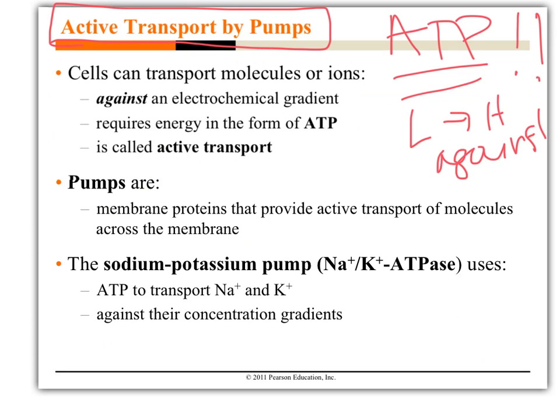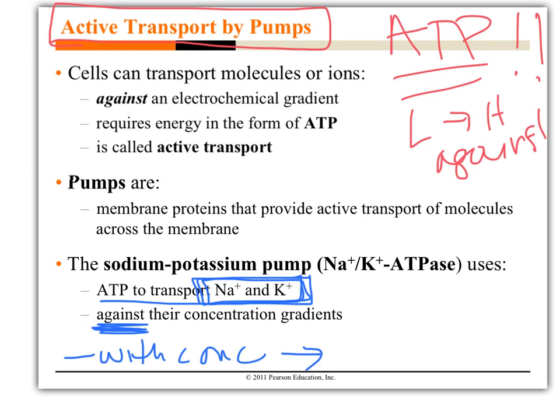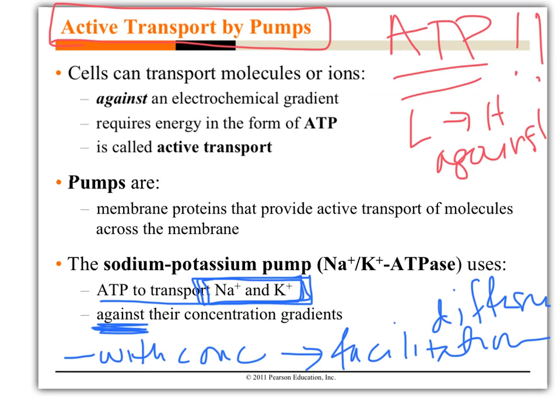So a sodium-potassium pump uses ATP to transport an ion. What? I thought that was a channel protein. Dr. Malone, you're out of your mind. Ooh, but what is the key? Against their concentration gradient. What would we call it if it was with the concentration gradient? Yes, we would call it facilitated diffusion. Right? And what kind of proteins help out? Channel proteins.